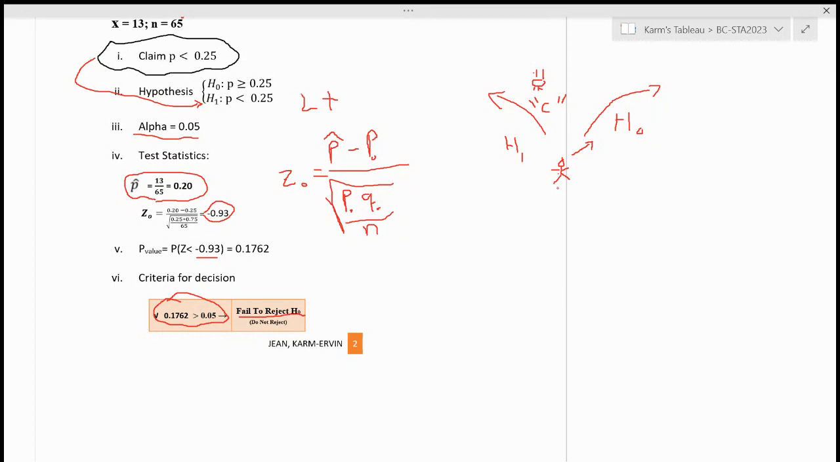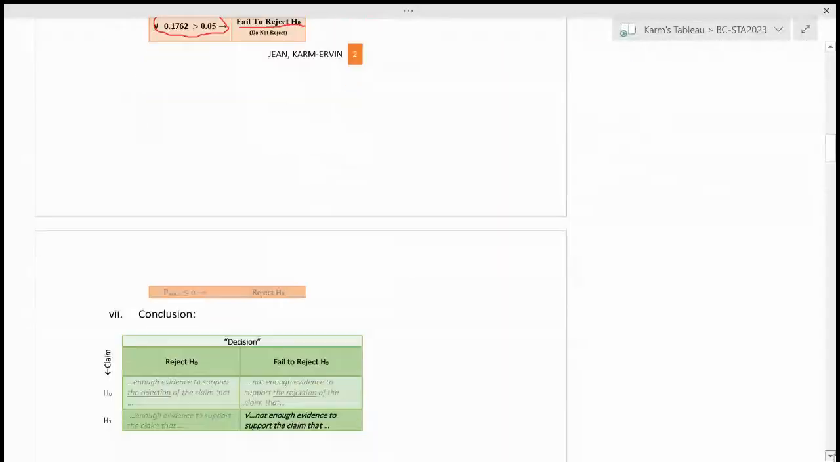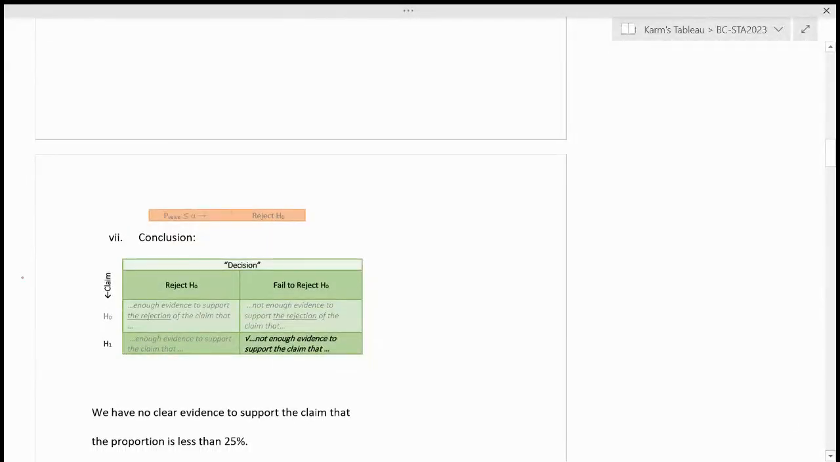Let me just show it to you instead. Oh, I never said that. This is what I said. Right here. I did say if the claim is with H1 and then you say fail to reject H0, that should be your conclusion. Okay?